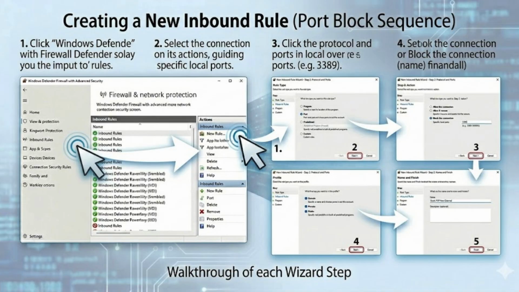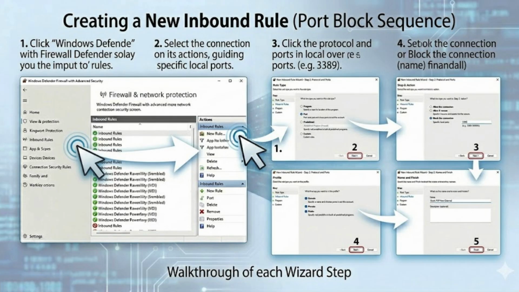Choose TCP or UDP. For most rules, you'll use TCP. Then enter the specific port number you want to block or allow. Click Next. Choose the action: allow the connection, allow if secure, or block the connection. For blocking a dangerous port, choose Block.